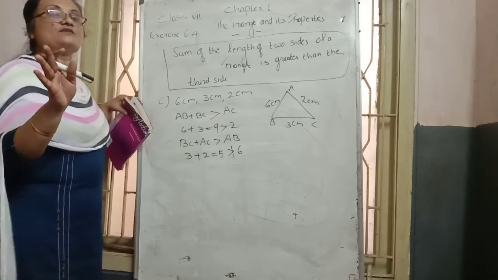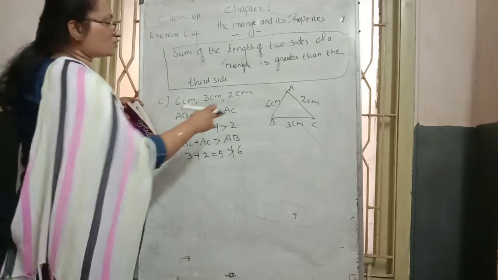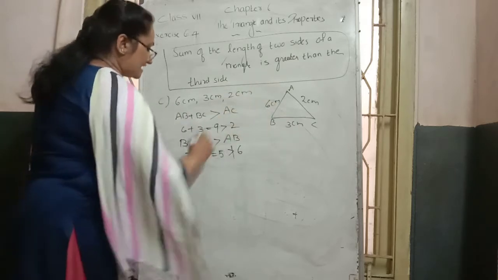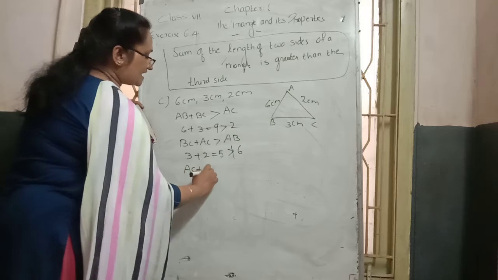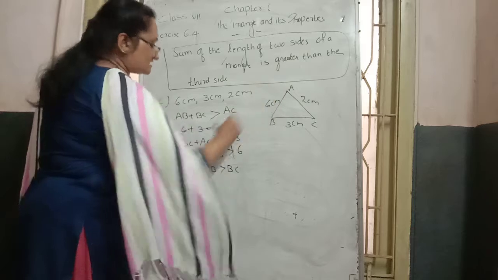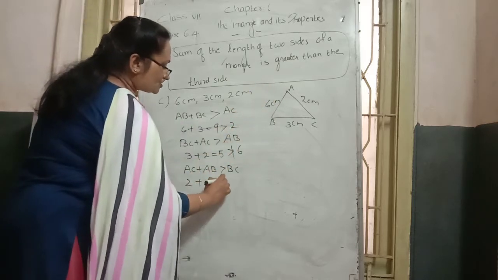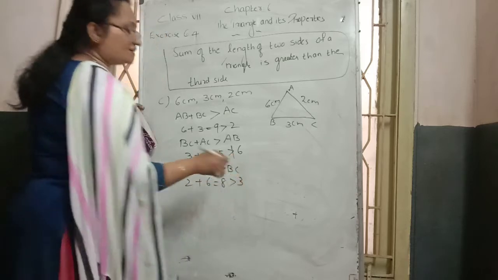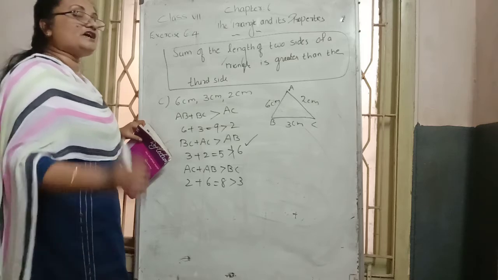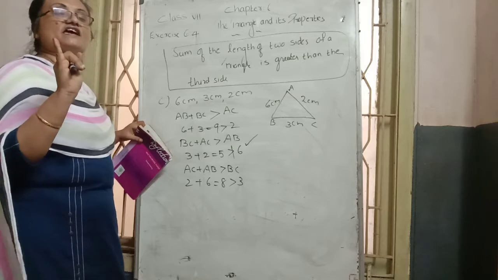We can write 3 ways. The third way: next we take AC and AB, and the third side we consider as BC. AC is 2, AB is 6. 2 plus 6 becomes 8. 8 is greater. The third case is okay, but the second case is not possible. If any condition is not satisfied, it is not possible to draw a triangle.